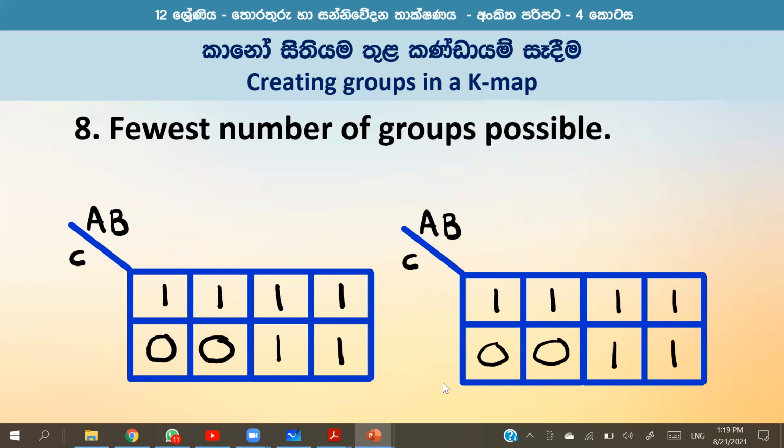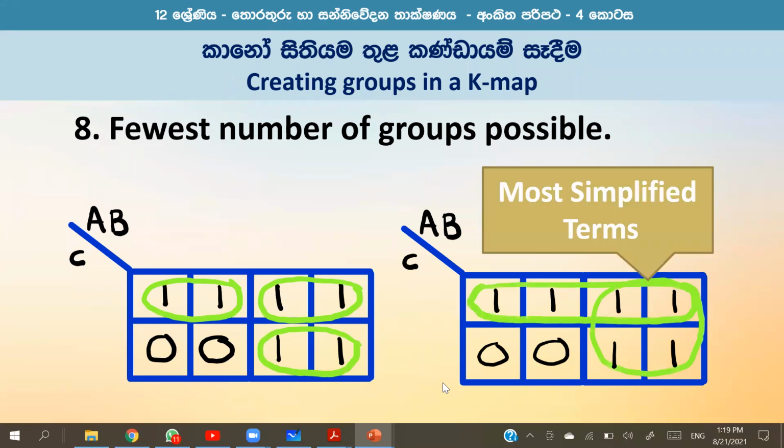Right? And look at this. Now I can group this in this manner. Right? There are three groups. And I can group this in this particular manner.